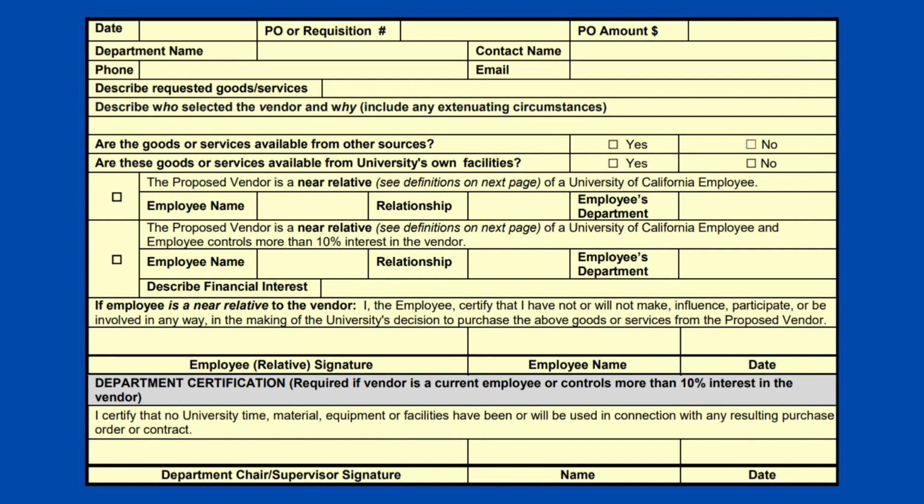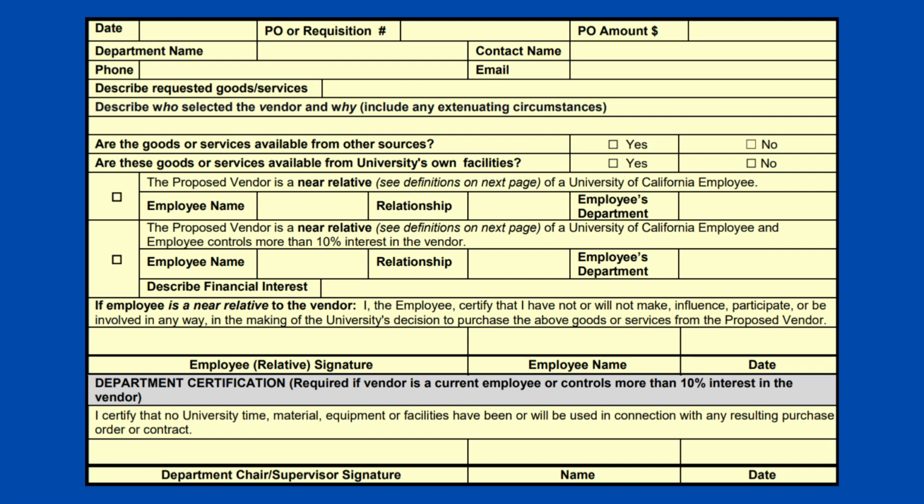In the second section, the department is responsible for providing all the details at the top, such as date, the PO amount, but please note that if you don't know the exact amount, please add an estimated total amount. Their departmental contact information, description of the goods or services that will be received, describe who selected the vendor and why.